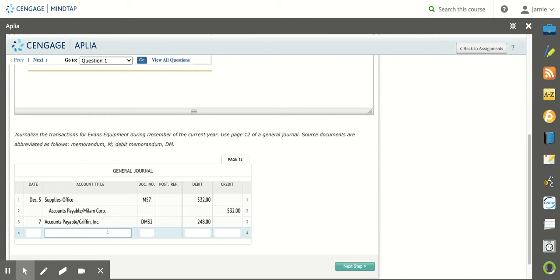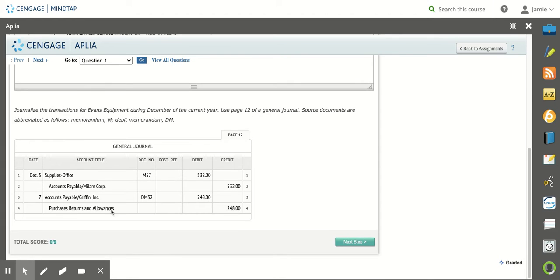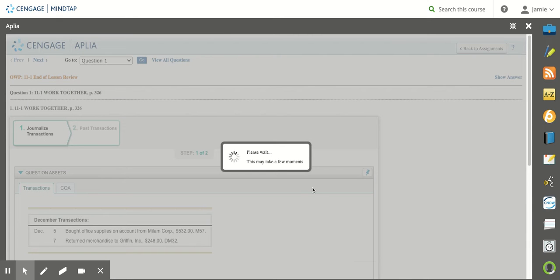And then the other half of our transaction is our new account: purchases, returns, and allowances. And we will credit that account. So that is our 2 transactions. Notice the difference is our backslashes that we've never had before, and those will be important as we go to the next step when we post.